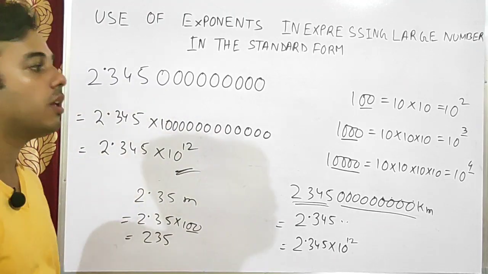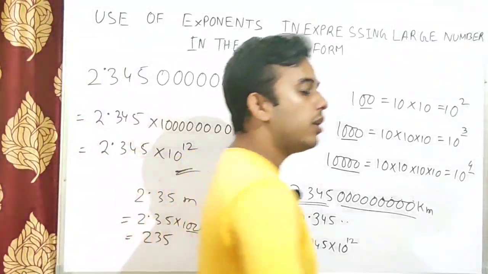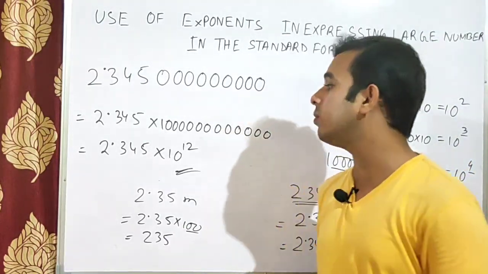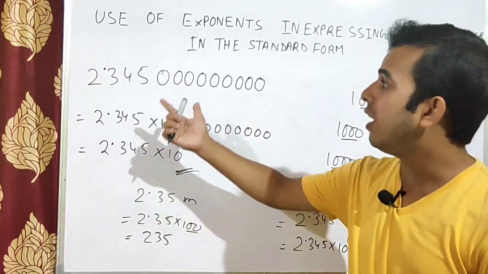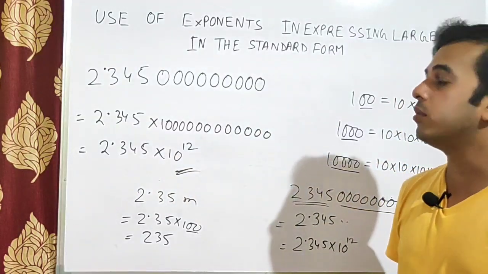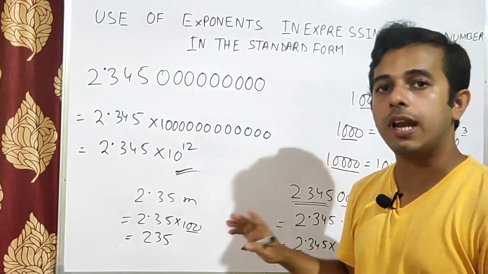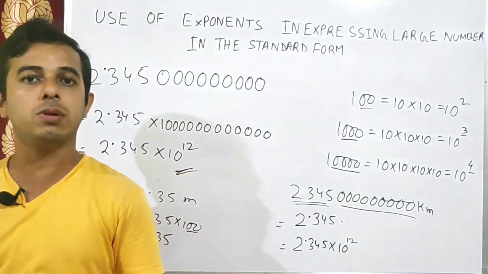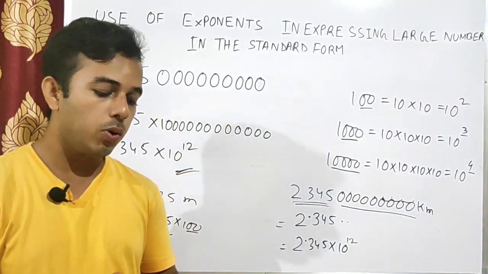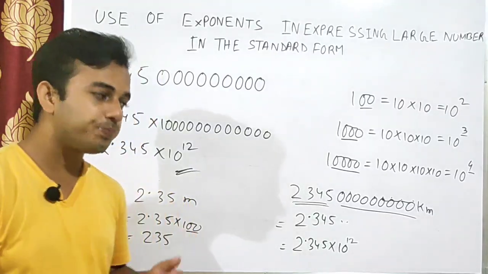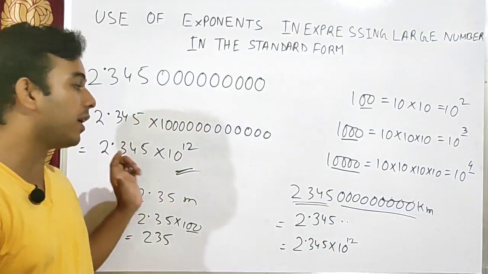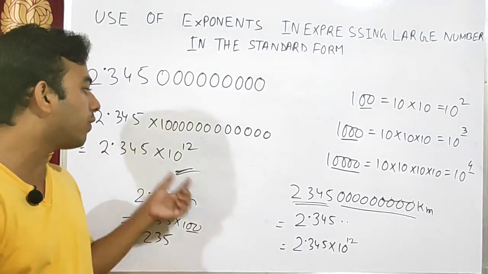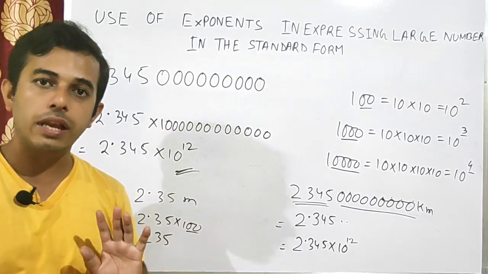Clear? Okay, so now scientists will directly tell that the distance between Earth and Mars is 2.345 into 10 to the power 12. They will not tell it like 2 3 4 5 0 0 0 0 0 0 0 0. They will just directly tell 2.345 into 10 to the power 12. The receiver will understand that after 2.345 there are 12 zeros, so I have to multiply 2.345 with 12 zeros. Clear?